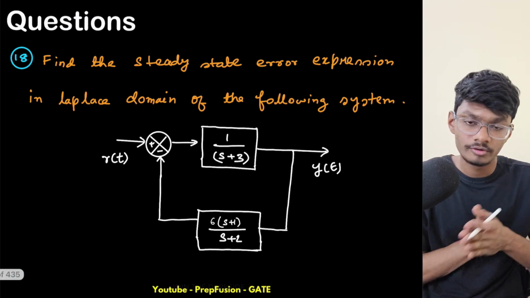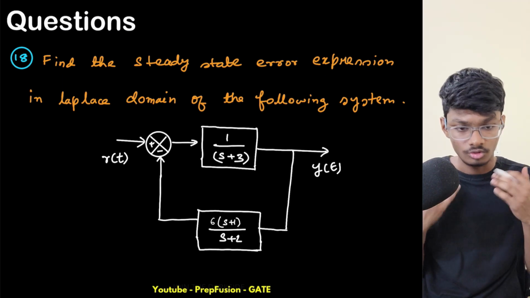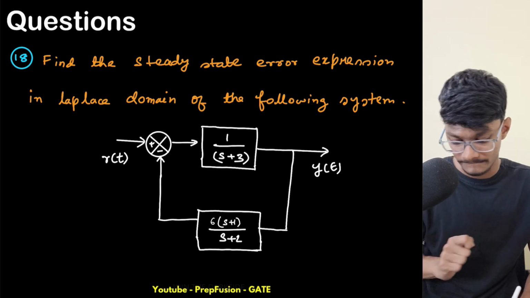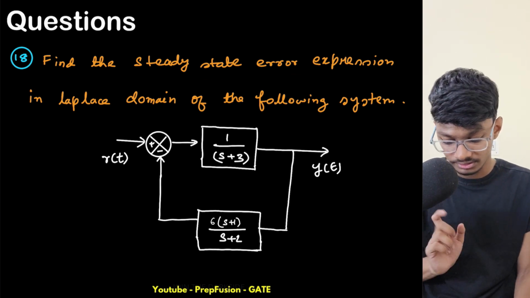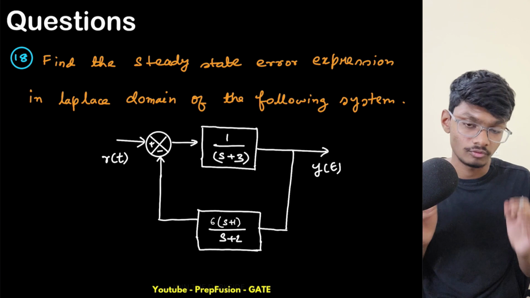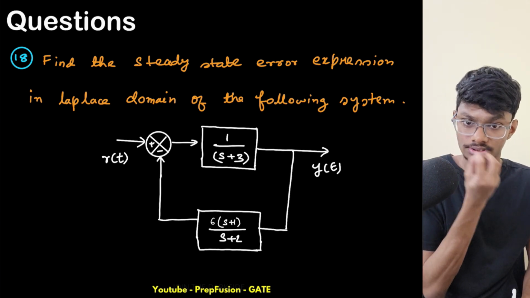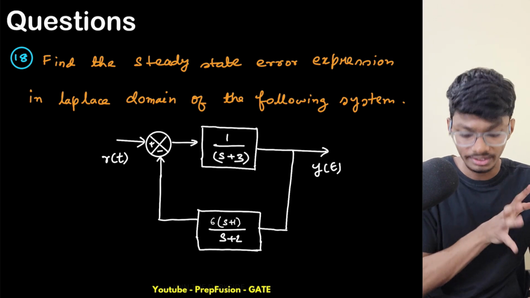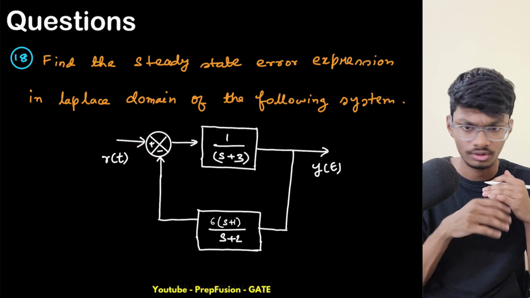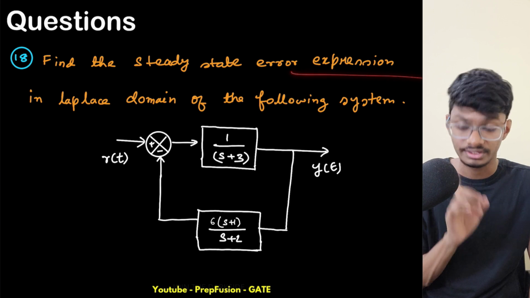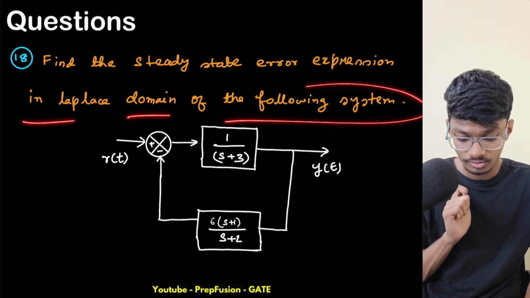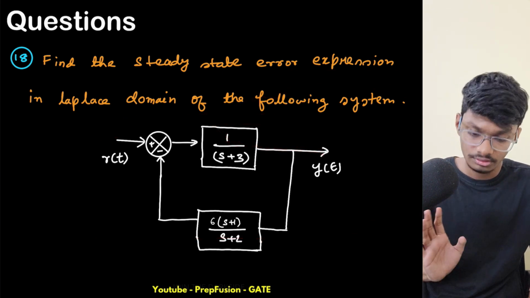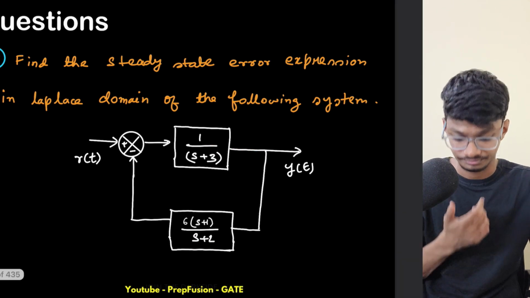Now let's do a few questions, and from there our concept will get more clear. First we have to find the steady state error expression. They have not asked us to find the steady state error; they just want the steady state error expression, because they haven't given us any input. For any general input, we have to find the expression in the Laplace domain of the following system. So the system is given, and we have to find the steady state error expression.